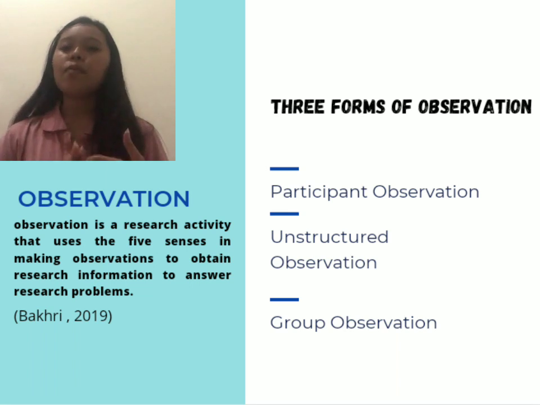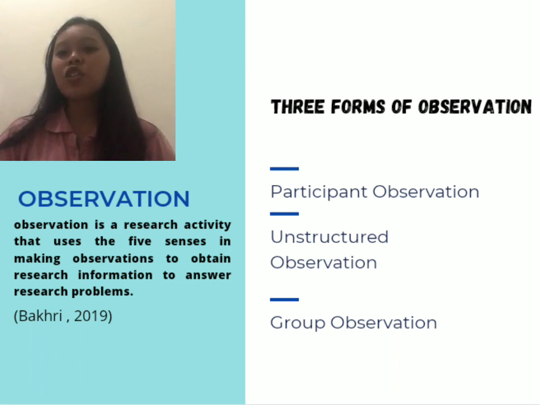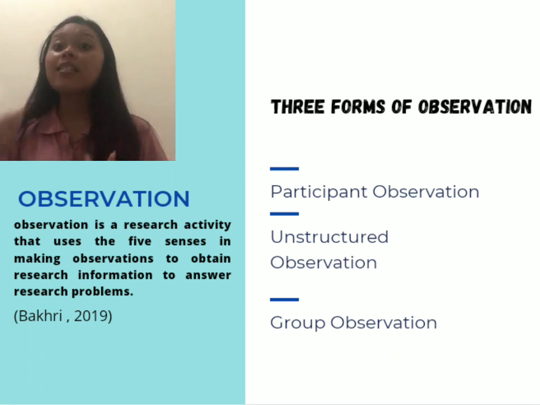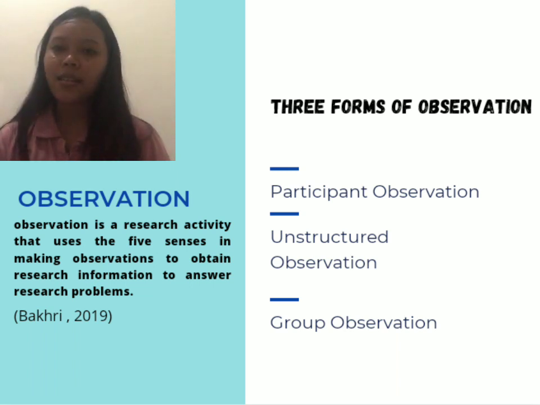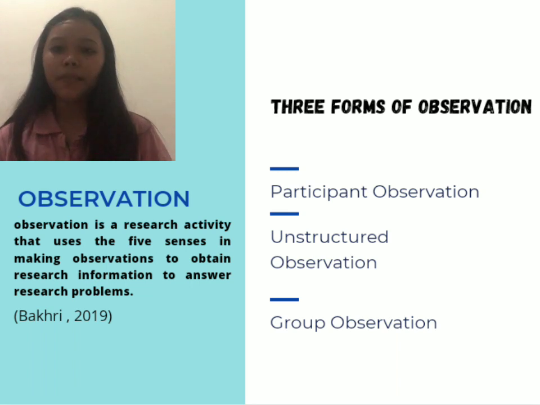There are three forms of observation that can be made. The first is participants' observation. The data collection is through observation where the researcher is directly involved in the informant's daily life. Second is unstructured observation. Observation without using observation guidelines. Researchers can develop their observation from the results that occur in the field.